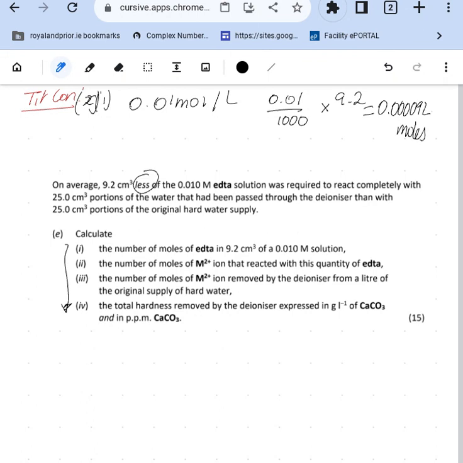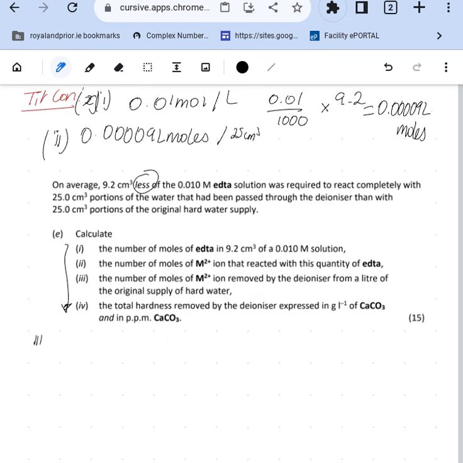moles. Next thing, the number of moles of my hardness causing ions that react with this. And this is where we see them as a 1-to-1 ratio. So we have 0.000092 moles also. It's the equivalent number of moles. And then the crucial bit, in how much? In my 25 centimeters cubed.